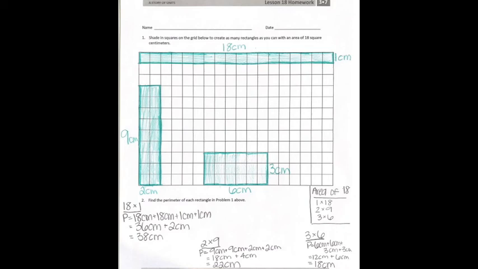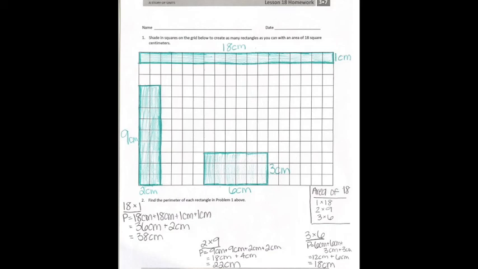So if it's asking for the area, I'm going to know that when I multiply the length and the width of these rectangles, they're going to have to equal 18 square centimeters. As you can see underneath the grid to the right, I wrote down area of 18 and I listed all the multiplication ways to create 18. So these are the different rectangles I can make: 1 times 18, 2 times 9, and 3 times 6.